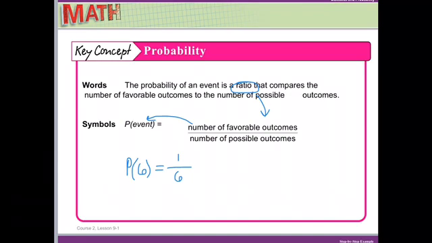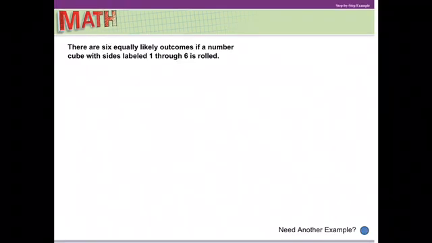And then we're going to also go back to something that we have learned previously in turning these fractions into percents and also into decimals. So now, as I said earlier, there are 6 equally likely outcomes if a number cube with sides labeled 1 through 6 is rolled. So that means that it's a simple event, as we said before with our vocabulary, because there are equally likely outcomes.